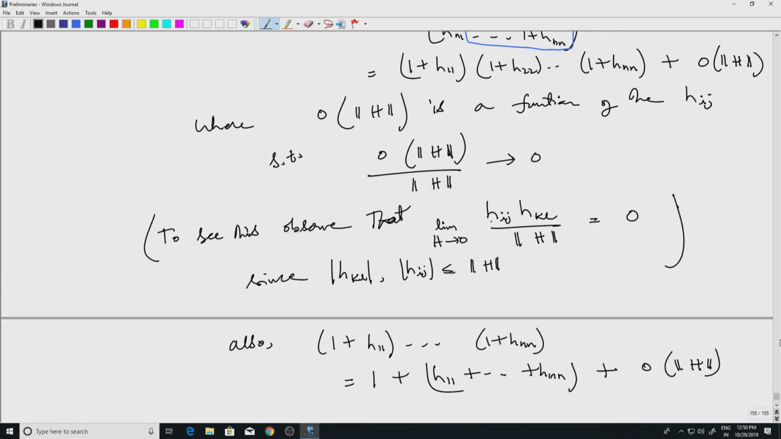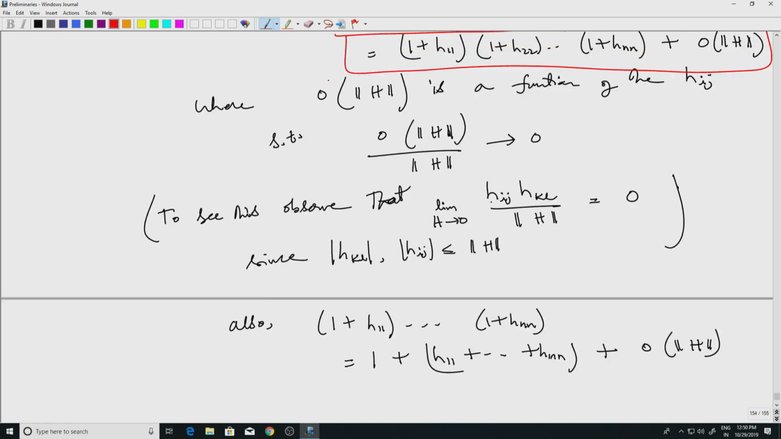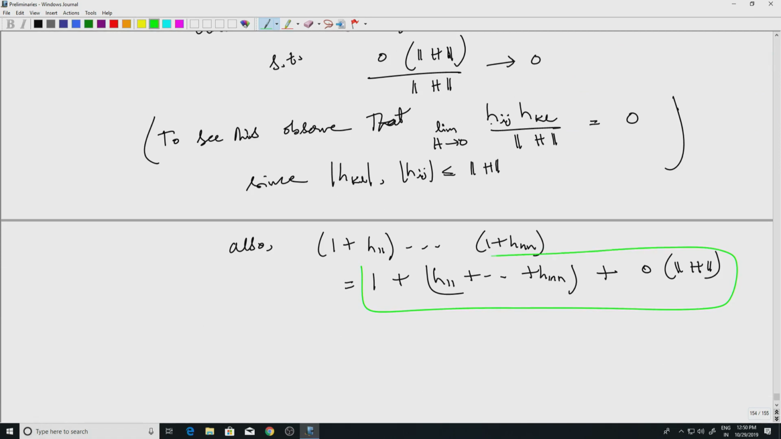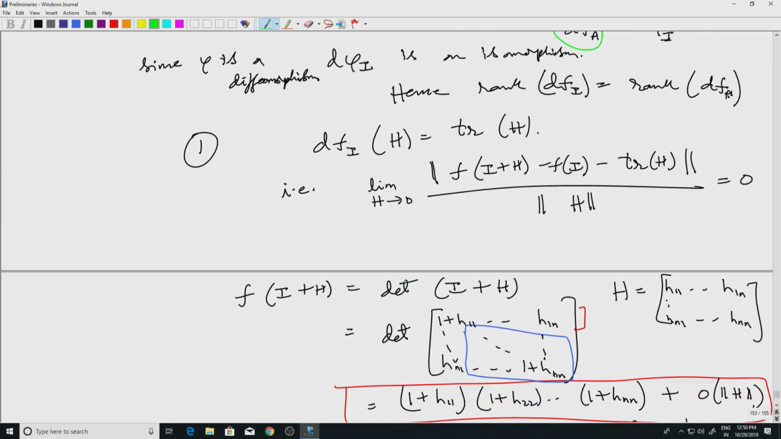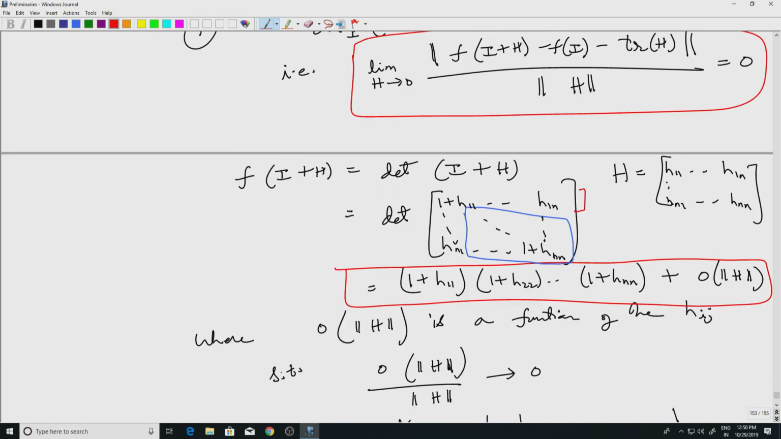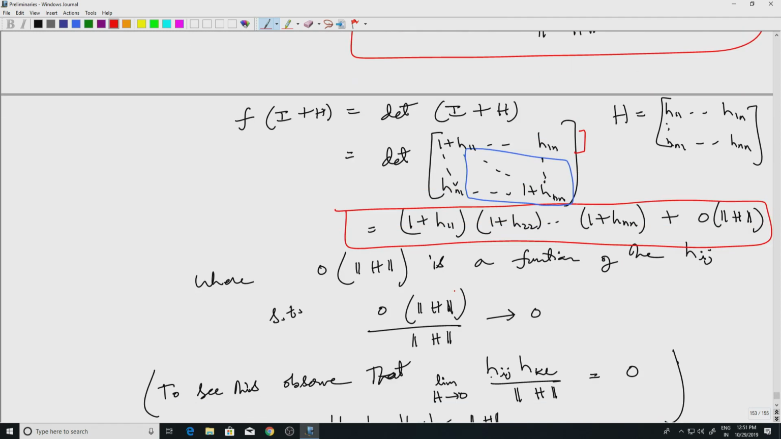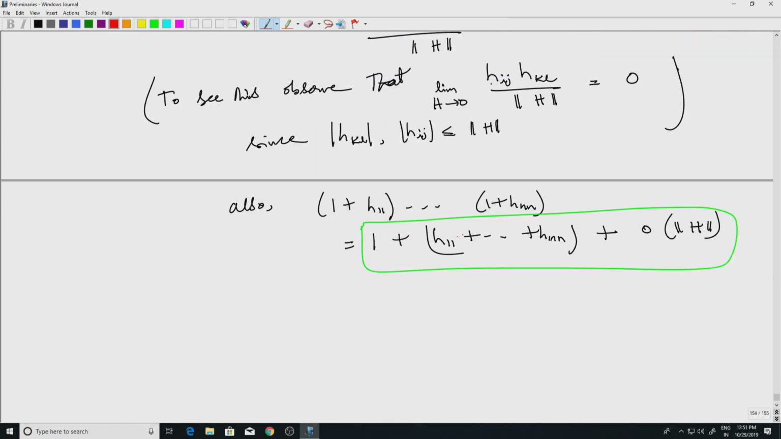When I plug in these two things, one is this expression here, the second one is this, let's plug both of these back into the main expression. So f of I plus h, first I write like this and put it here. The one, notice that, and then I use this one. So I get a 1, and then this is exactly trace h. So what I have here is 1 plus trace h plus small o of norm h.